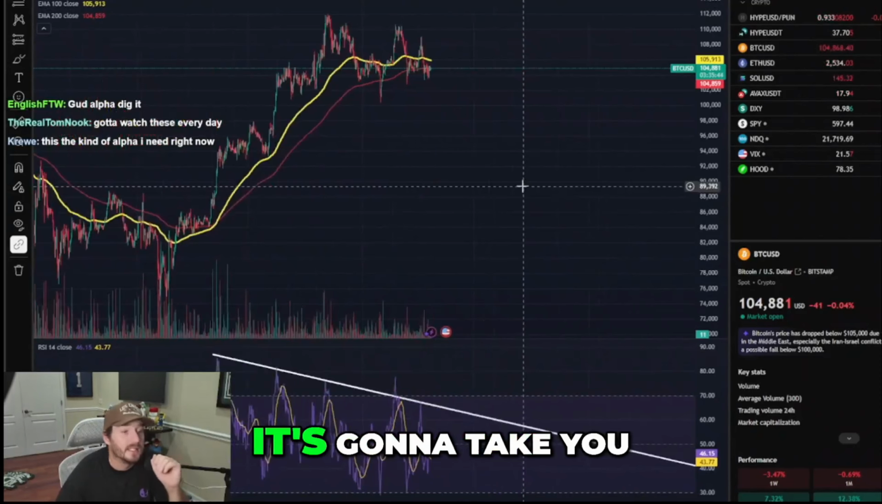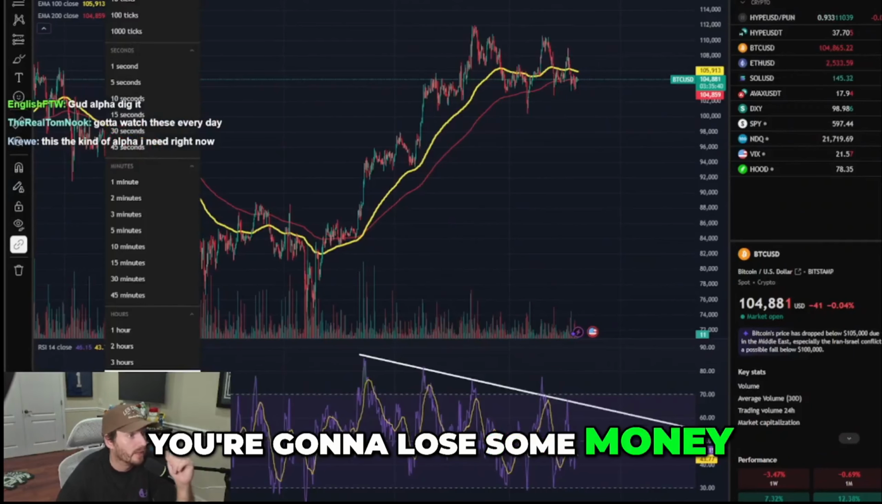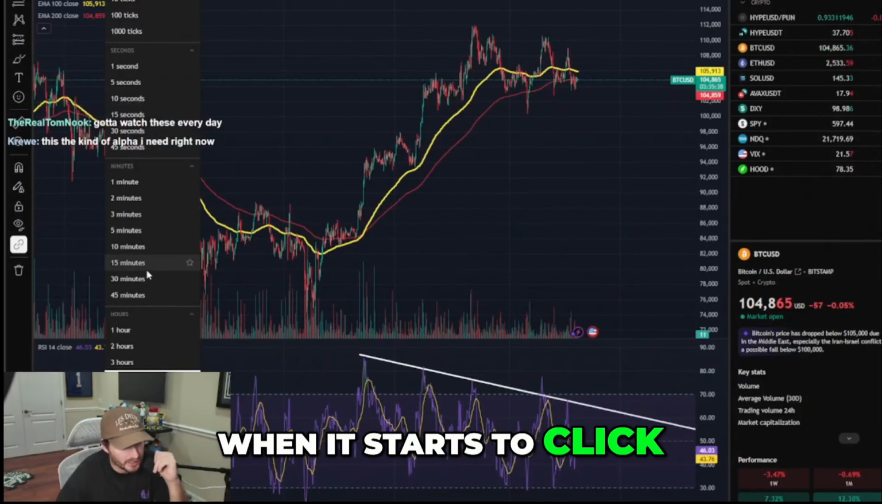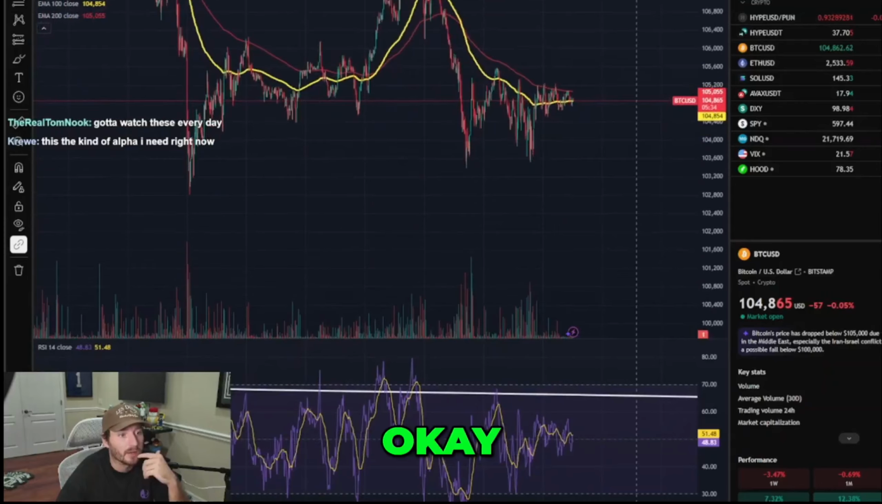This is how I trade this. It's gonna take you multiple times. You're gonna lose some trades. You're gonna lose some money. When it starts to click, you'll start seeing these divergences and be like, okay, this makes sense.